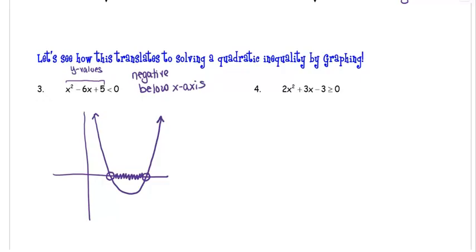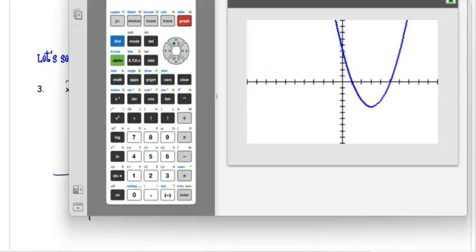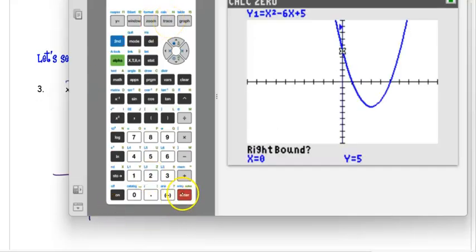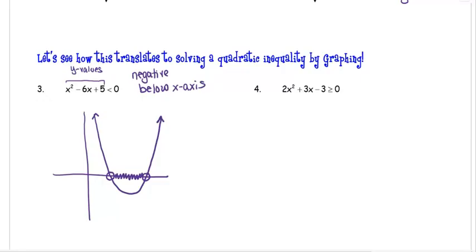Now I need to figure out what those coordinates are. So what I'm going to do is find my intercepts. Second trace, I am looking for my zero. I'm going to click enter once, move to the right side, click enter again, and then take a guess. And I see that one of my zeros is at 1, 0.